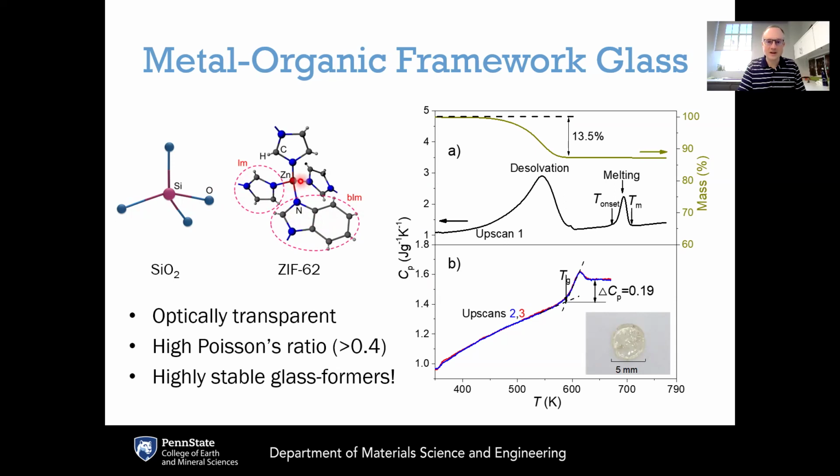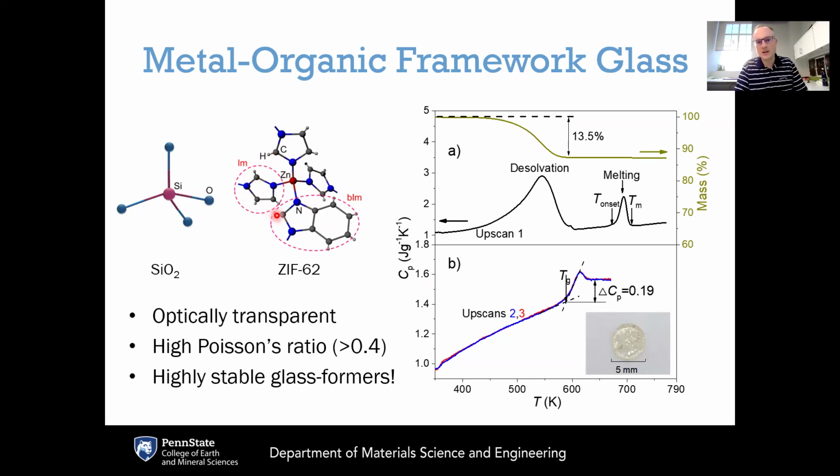So instead of silicon, these metal organic framework glasses can be made from zinc or from cobalt. And then instead of oxygen, it has these organic ligand units. But you can see that the main structural motif is actually very similar. It's a tetrahedral unit where the cation here is, instead of silicon, zinc. And instead of being bonded to 4 oxygens, it's bonded to 4 organic ligand units.